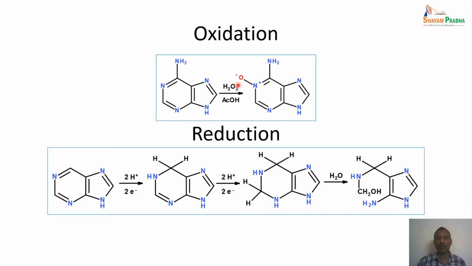And when we look at oxidation reactions, hydrogen peroxide based oxidation gives the N-oxide derivative as shown here. And reduction can be effectively carried out using electrochemical means. First one CN double bond undergoes reduction, and this leads to the dihydro derivative. Then the second double bond also gets reduced to give the tetrahydro derivative, and this on hydrolysis opens up to give the corresponding amino alcohol.